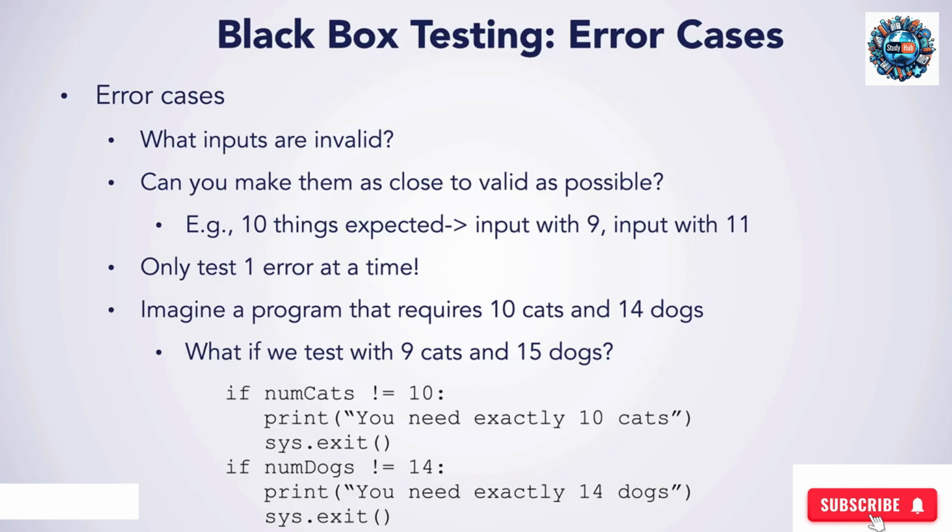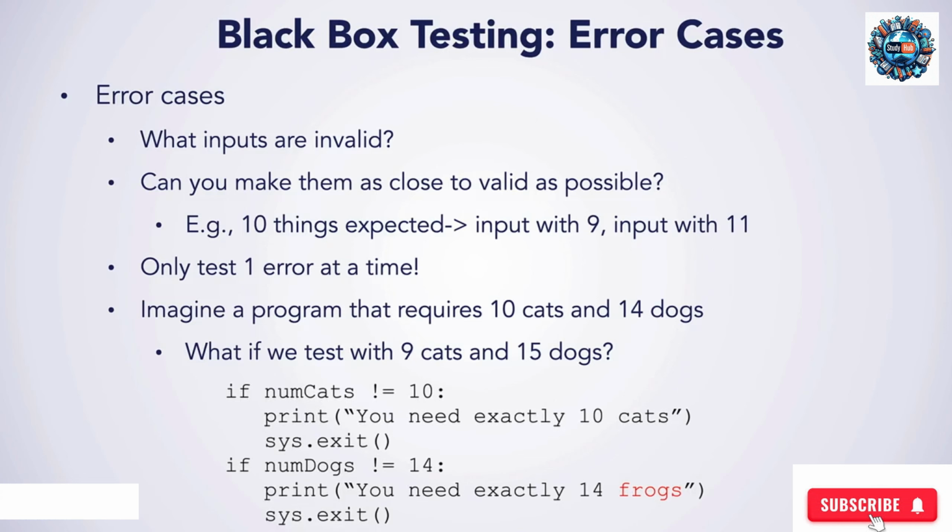We'll check the first error case, such as the number of cats, and then deal with that error. In this example, we are dealing with this error by printing a message and exiting. The code to check for the correct number of dogs comes after this check, so it will only be executed if the number of cats is correct. If the number of cats is incorrect, we will never even execute the code to check the number of dogs.